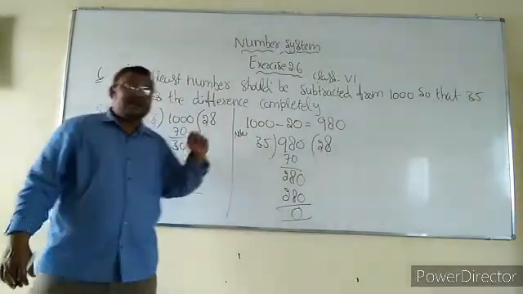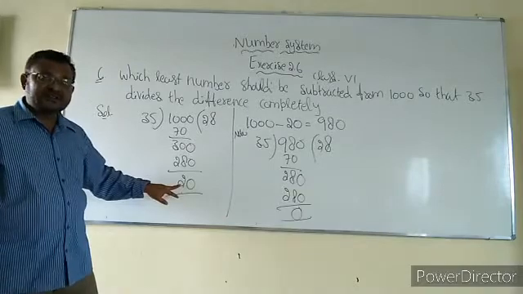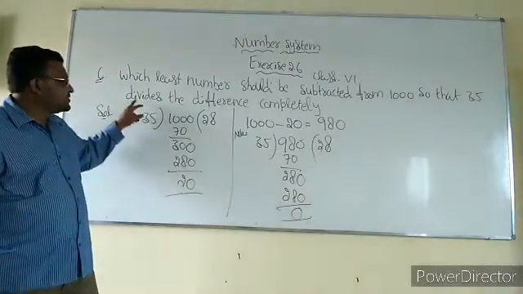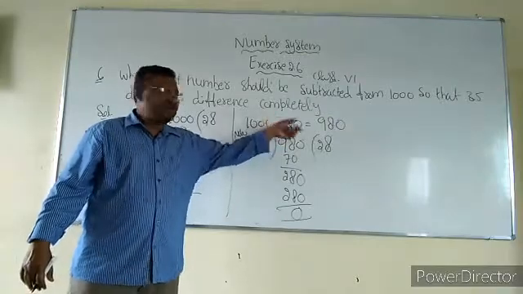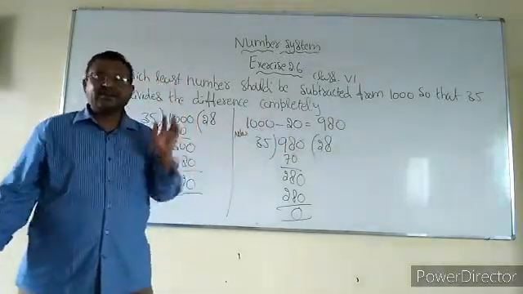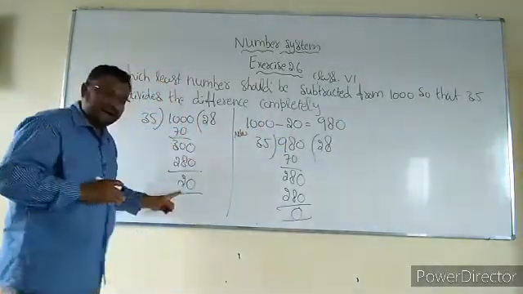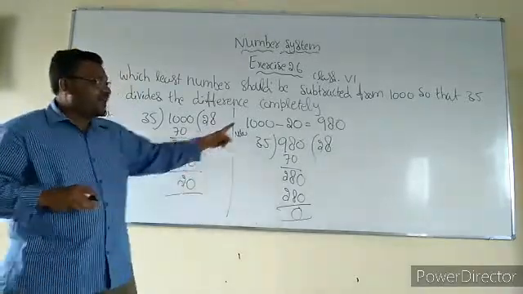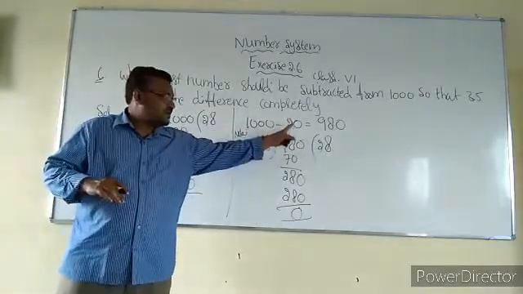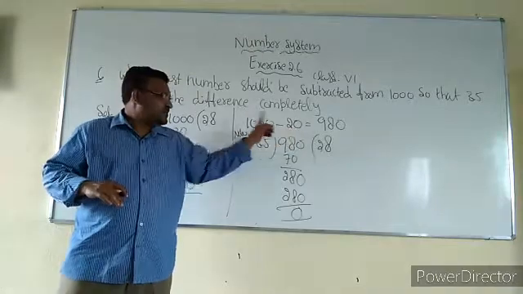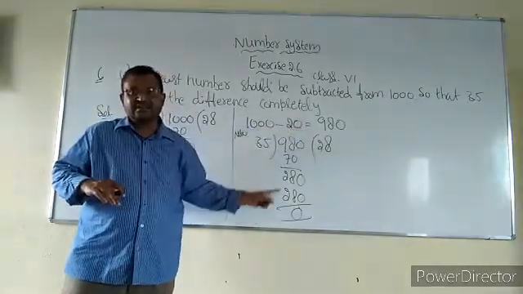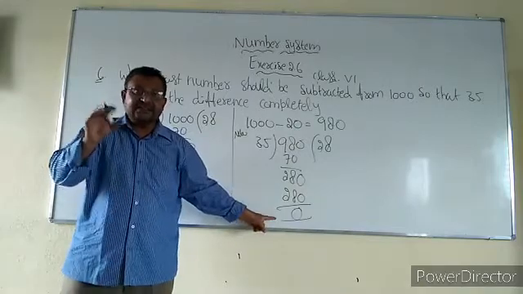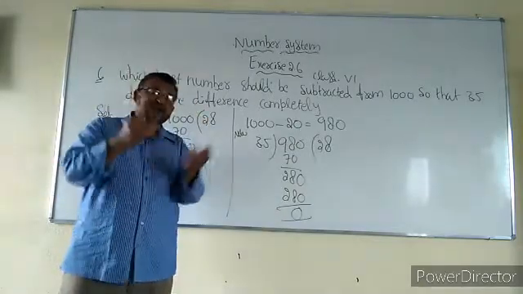So what number do we have to subtract from 1000 for the difference to be divisible by 35 completely? It means whatever remainder we got here, that number we have to subtract. If we subtract 20 from 1000, then we will get 980. 980 is divisible by 35. They ask for the least number. More numbers also we can subtract.